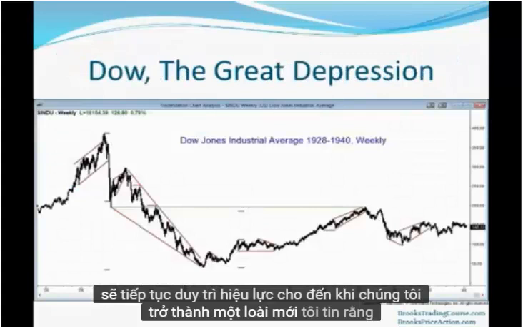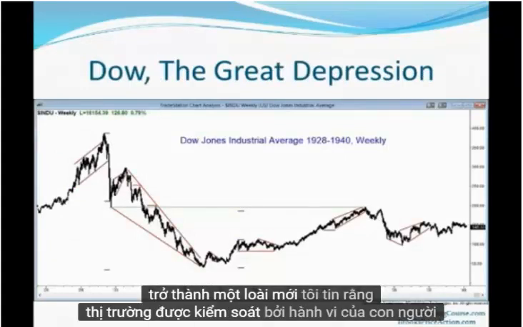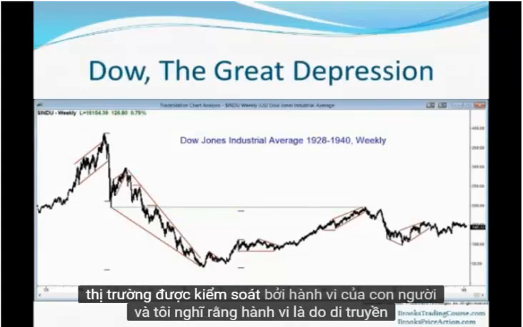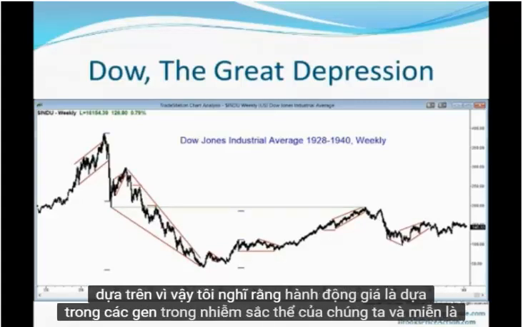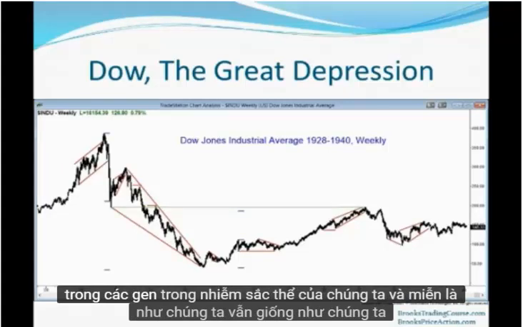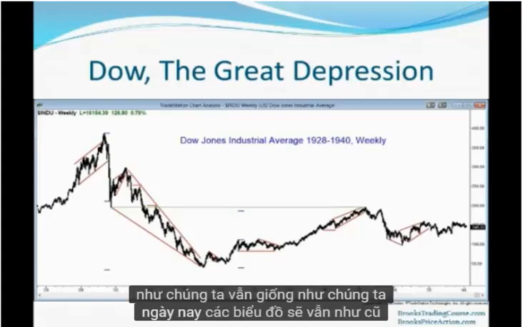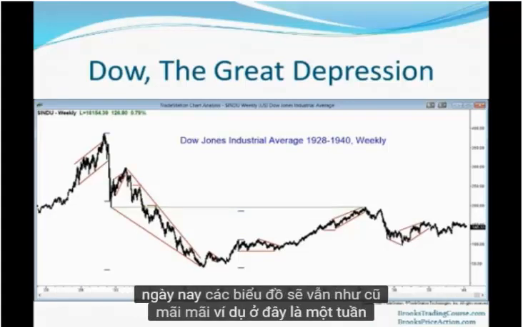I believe that the markets are controlled by human behavior, and I think the behavior is genetically based. So I think price action is based in genes, in our chromosomes. And as long as we remain the same species as we are today, the charts will remain the same forever.